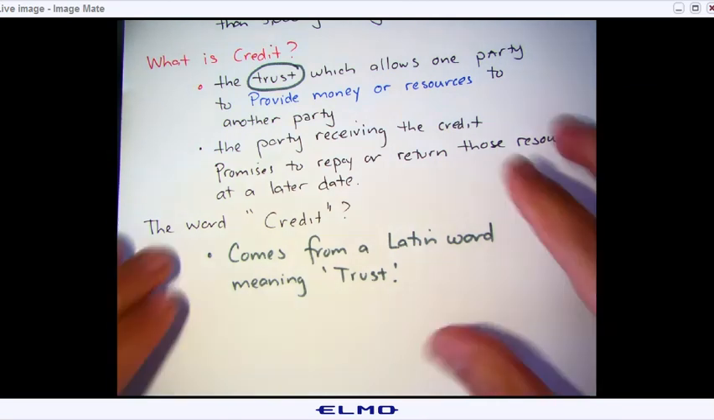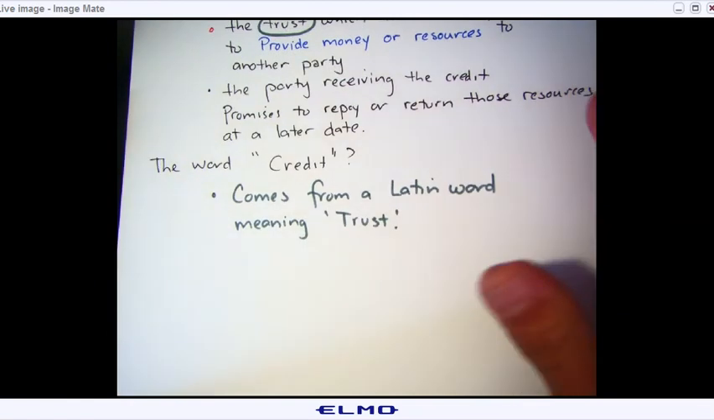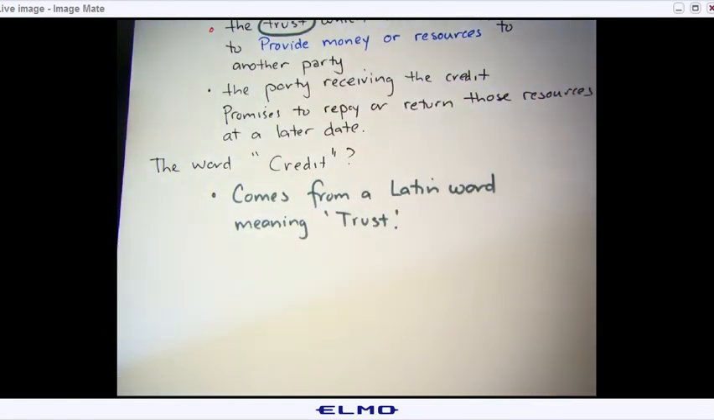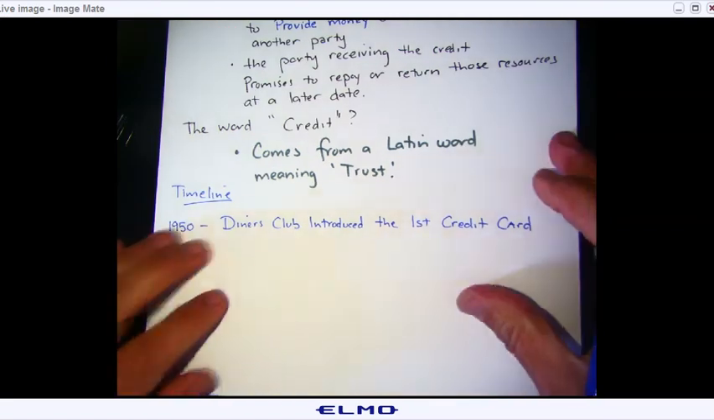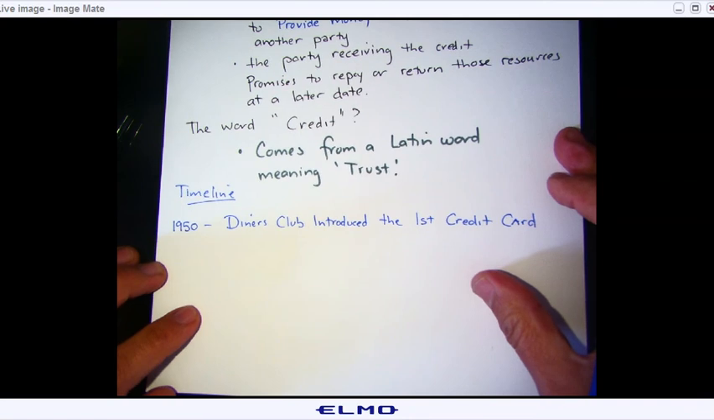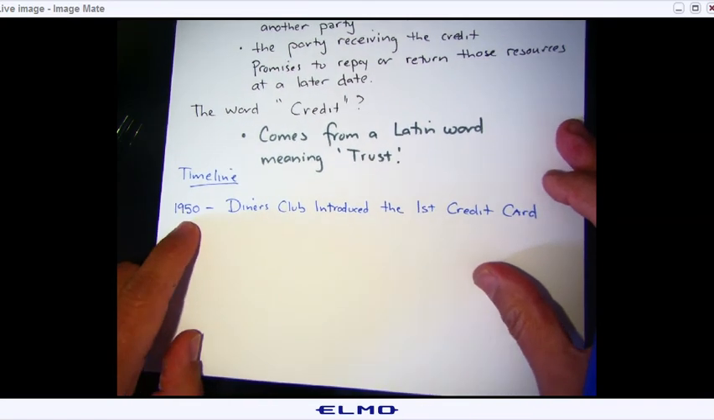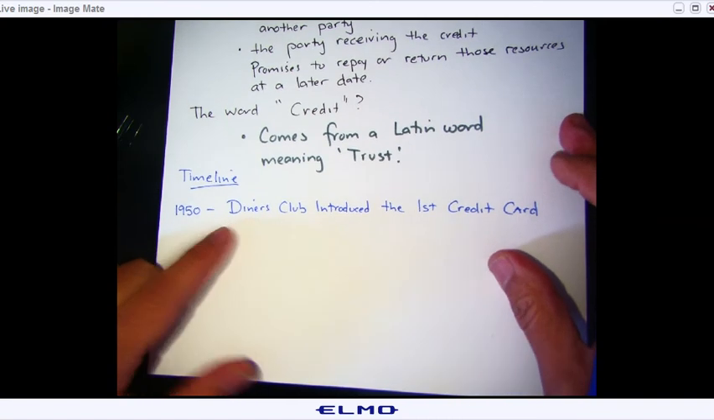Now from here, I'm going to go ahead and do a timeline. When did it start and so forth. You're going to start seeing when these credit cards started evolving. When did it first begin? The first year that the credit card was introduced was 1950, and it was by the Diners Club.